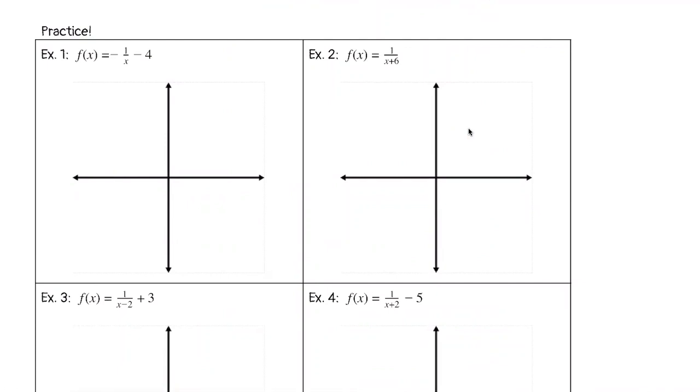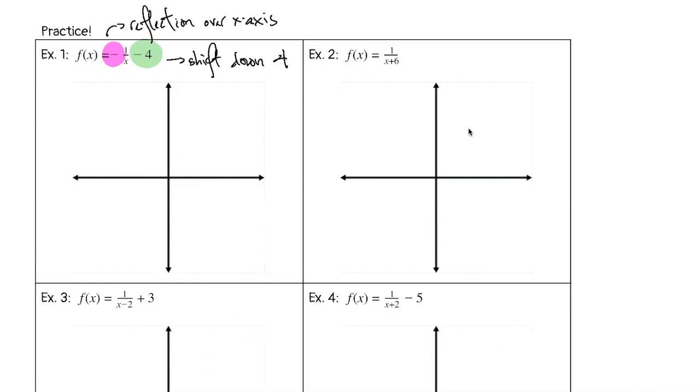Okay, so if we take a look at example 1, we can see that we don't have a C value, we don't have a B value, but we have an A that is negative. Okay, so this negative sign, what does that tell us? Well, it tells us a reflection over the x-axis. Okay. And what about that -4? Well, that -4 tells us that we shift down 4 units. Okay.